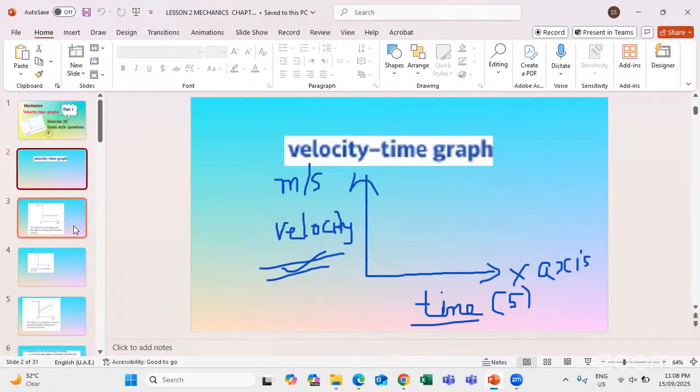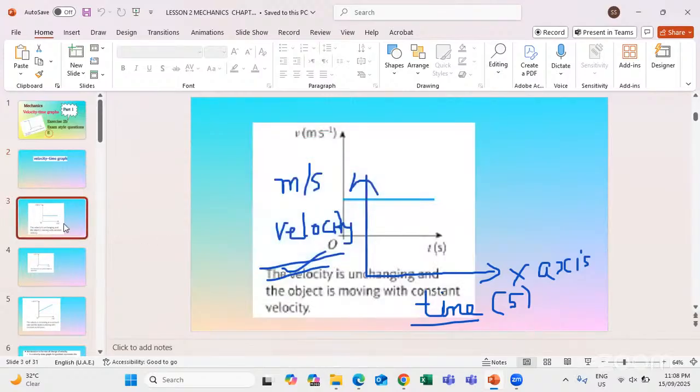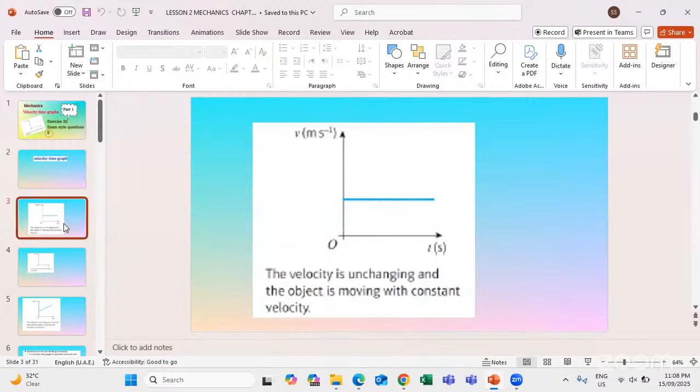Now we have different categories of velocity time graph. The first one here is a velocity time graph where we see a straight line, which is a horizontal line. What is the meaning of this horizontal line? If you look at different timings, from the initial time t equal to 0 and as the time keeps increasing, you will see the velocity is not changing. Velocity is the same everywhere. This height is the same.